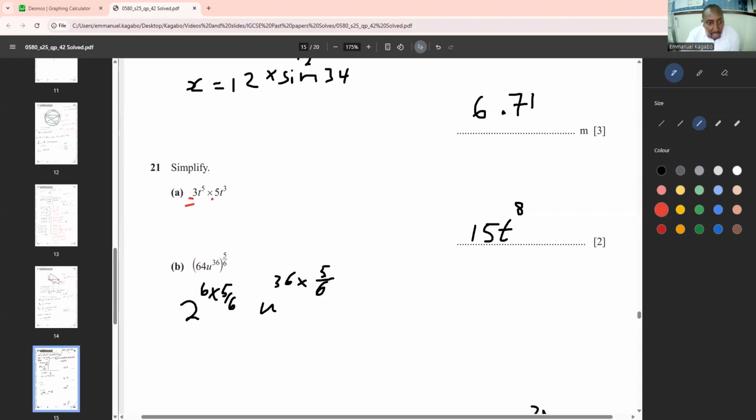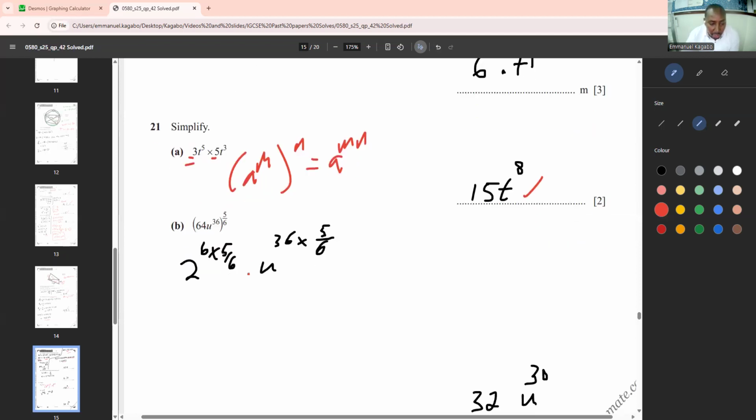So this times that will give me 15, and then I add the powers. So here you express this in powers, 64 is 2 power 6, then times that. Rules of indices: a power m, bracket, power n, guys, gives me a power mn. It's a rule of indices which you need to know.